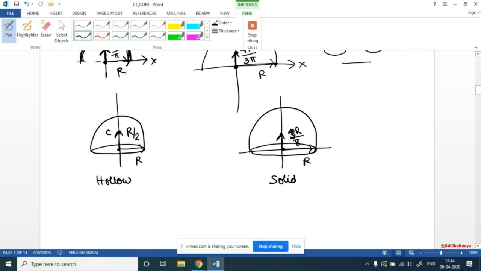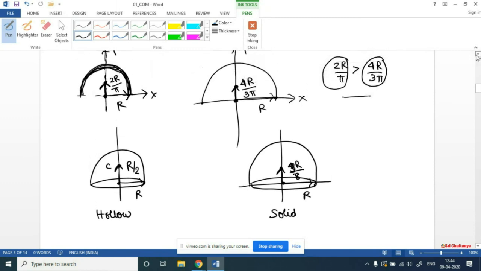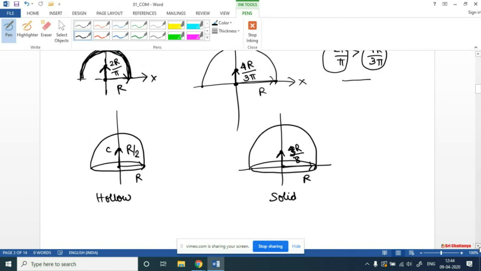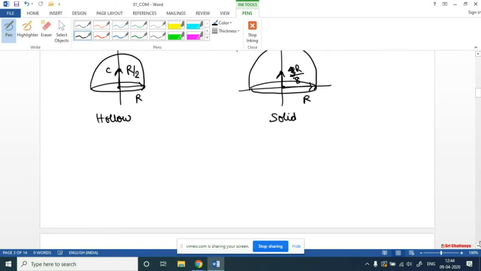And also you can see here the mass is distributed away from center, so its center of mass is away from center, and its center of mass here is nearer to center because of the mass distribution. Similarly, we can have the formula for cone as well.